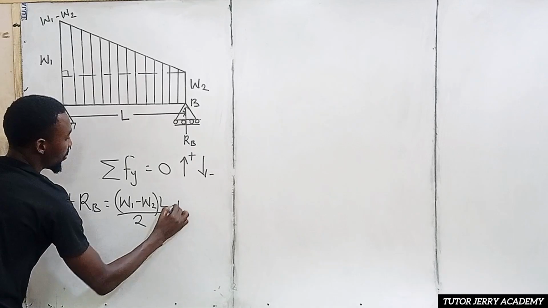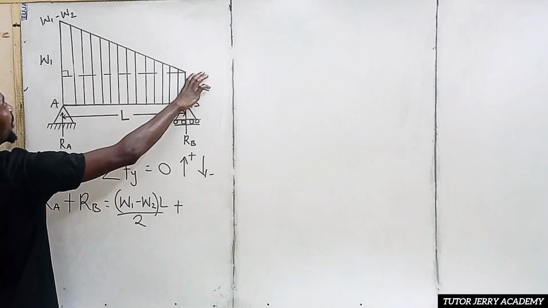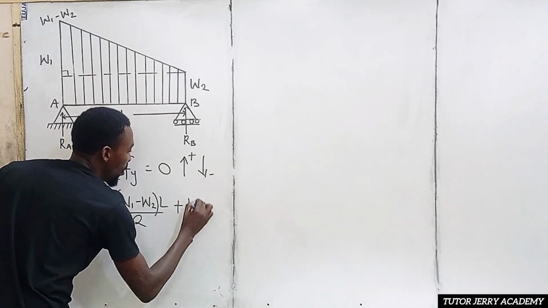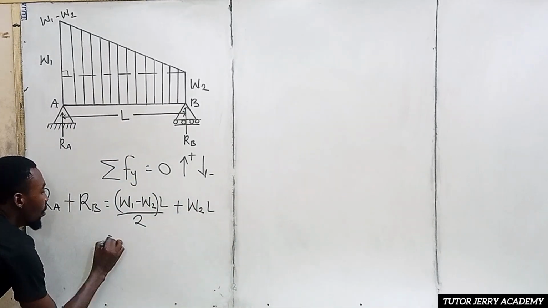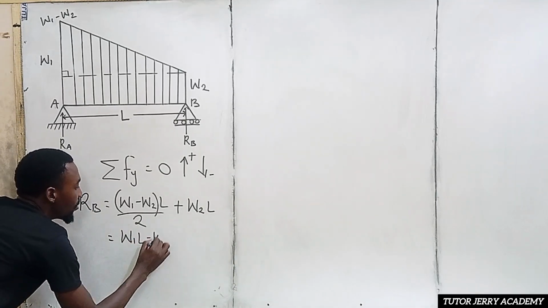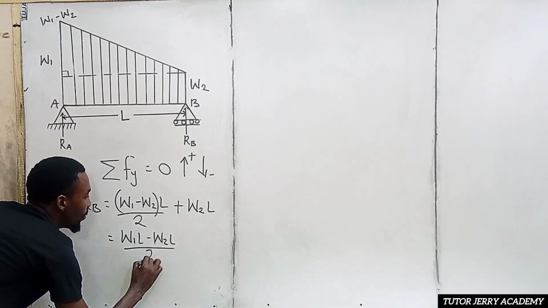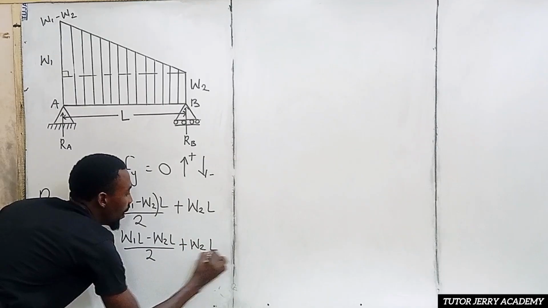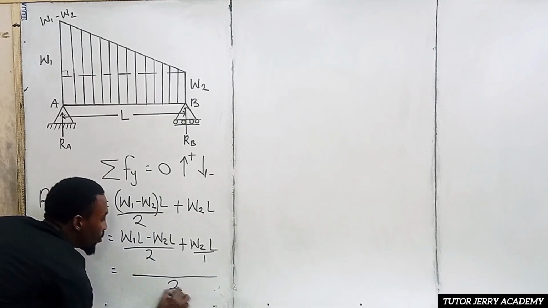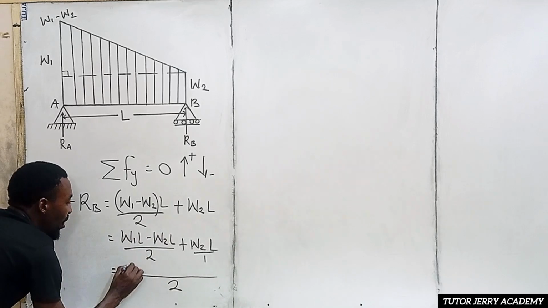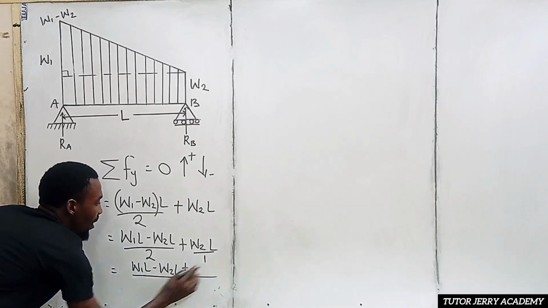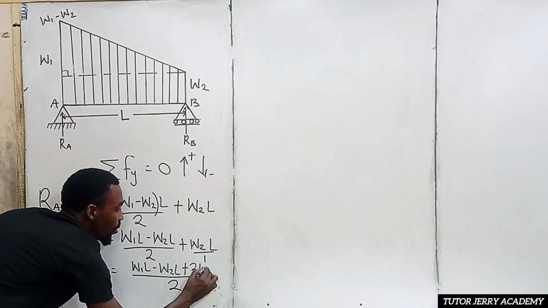All right, so plus, and we are going to convert this to a what? A point load again. That is W2 multiplied by what? By L. We are going to have this to be what? W2L. All right. So now this will be equal to, by the time we open the bracket, W1L minus W2L all over 2 plus what? Plus W2L all over what? 1. So this will be equal to, the LCM of 2 and 1 is 2. 2 in 2 is what? 1. 1 multiplied by everything we have here will give us W1L minus W2L plus, 1 in 2 is 2, 2 times this is 2W2L.